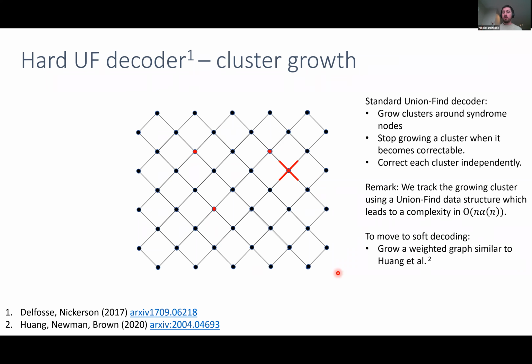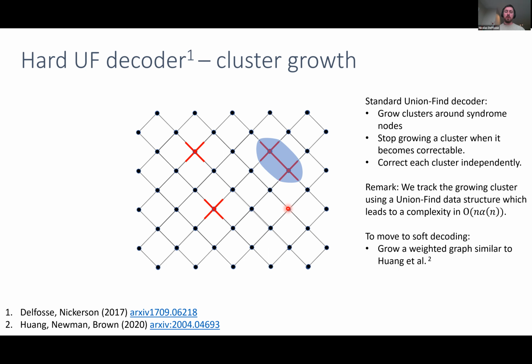So I'm going to grow a cluster incident to a red node, and I keep growing around these clusters until they meet. When they meet, I can check if I can match them together. I know that there is an even number of vertices inside this red cluster that just merged. So I can implement a matching inside. I will be able to match them. So I will stop growing this cluster. It's a valid cluster from now. It can be corrected. So I will stop there.